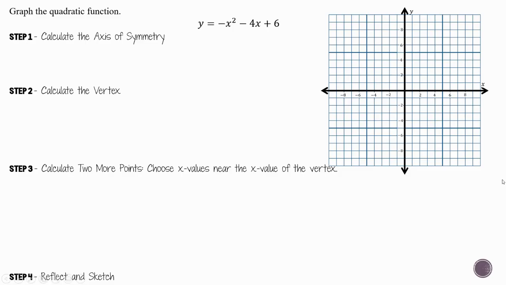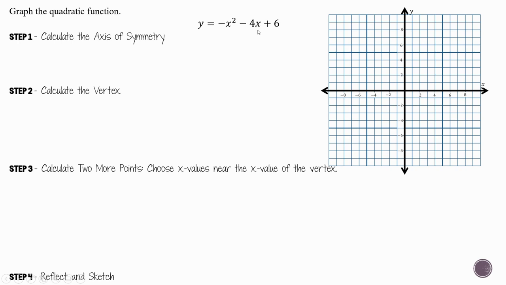Taking a look at example 1, if I multiply a times c, -1 times 6, I would get -6. There's no factors that would multiply to -6 and add to -4, so this quadratic is not factorable. So what I want to find first is the axis of symmetry and the vertex, because that's probably the most important point. And then having the axis of symmetry allows us to reflect points across it, so we get twice as much information for one calculation.